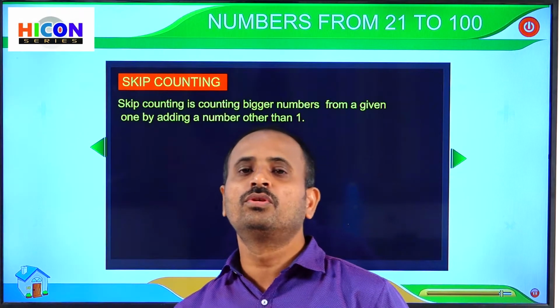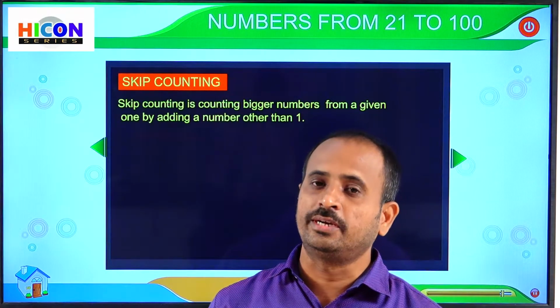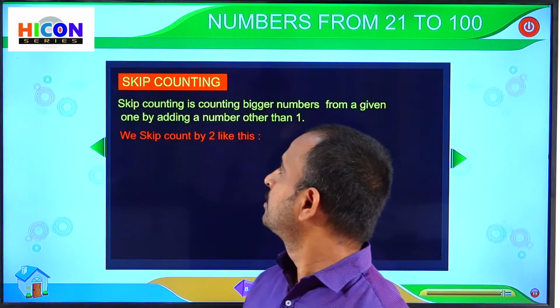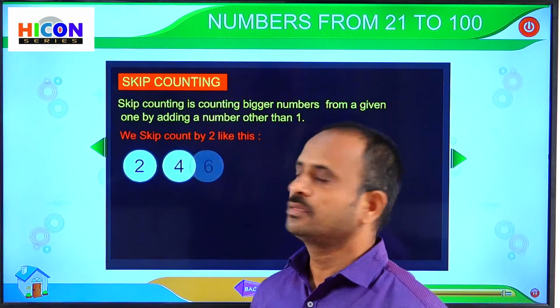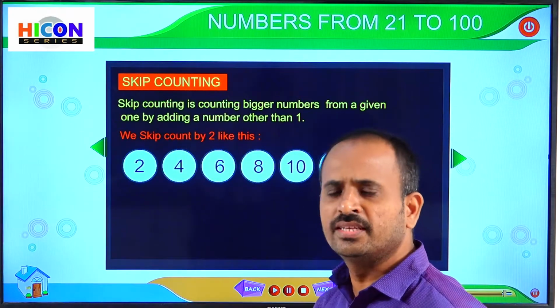That means how to write the number from the abacus and how to represent the number on the abacus. Now the next point is skip counting. The next topic in this chapter is, children, skip counting. So what is skip counting?